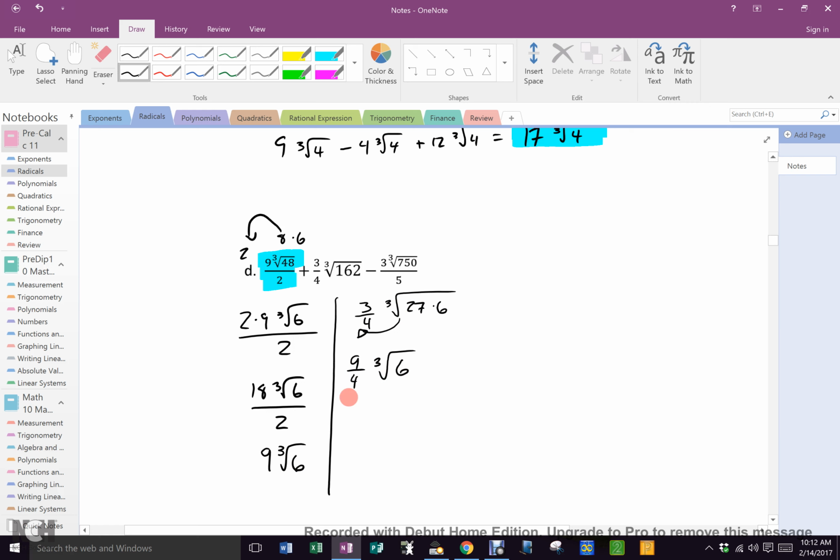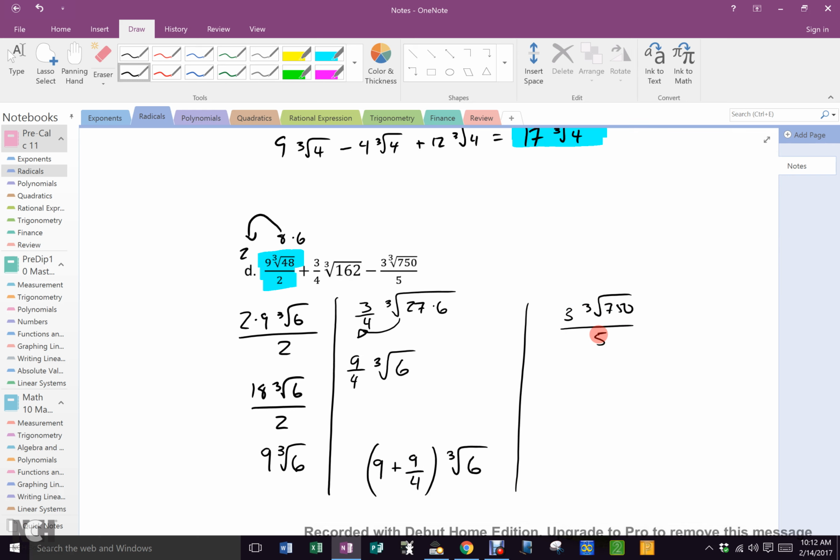Are they like terms? So far, I have 9 plus 9/4 cube root 6. Everyone cool? Okay, and what's the third one? 3 cube root 750 over 5. Do I do anything different? No. What's the cube root that I'm looking for in 750? 125 times what? 6. So this is 125 times 6.